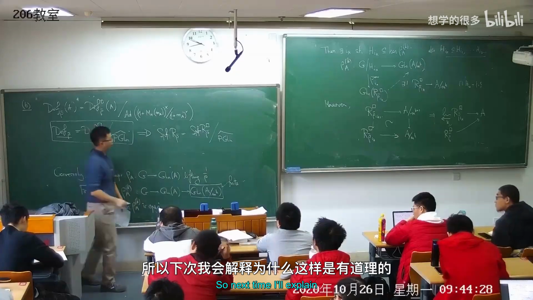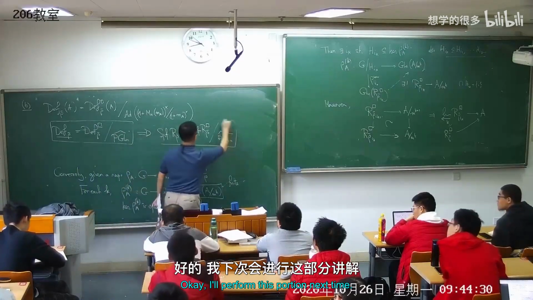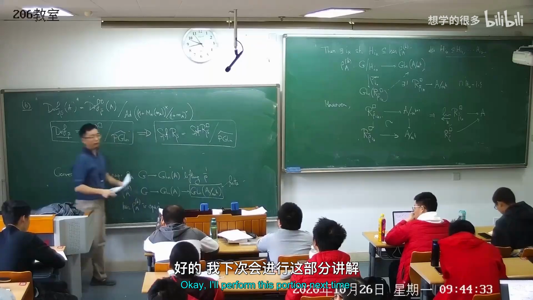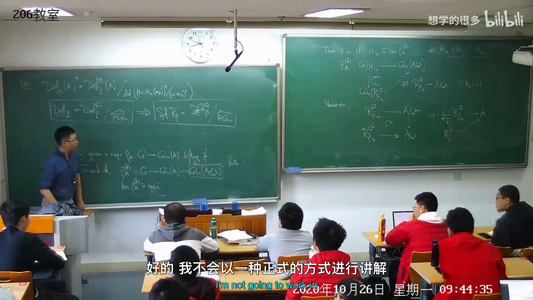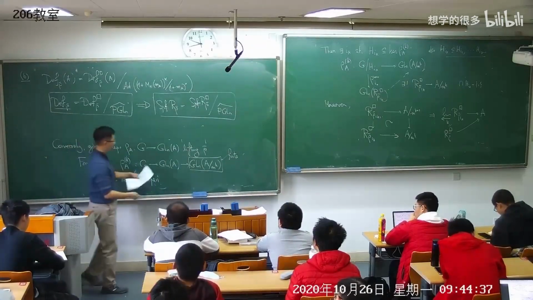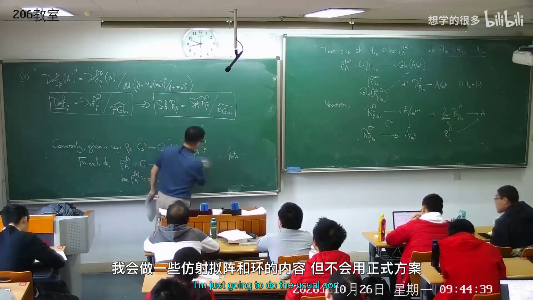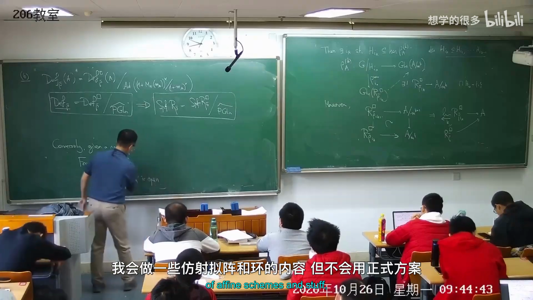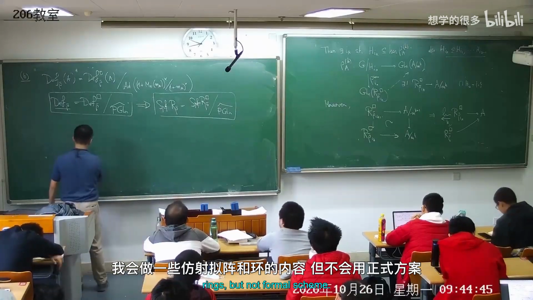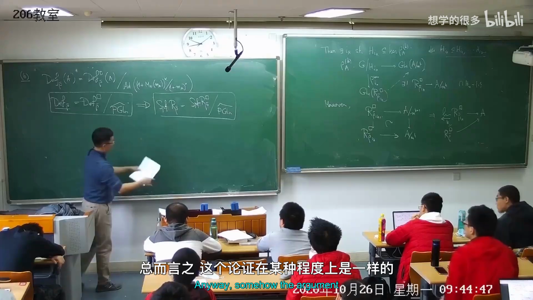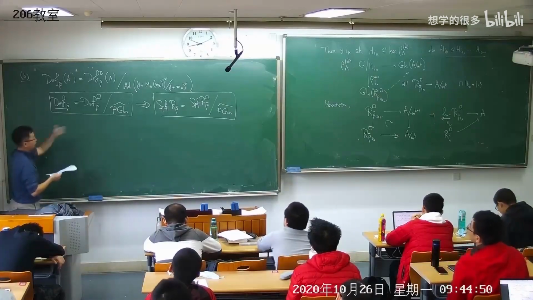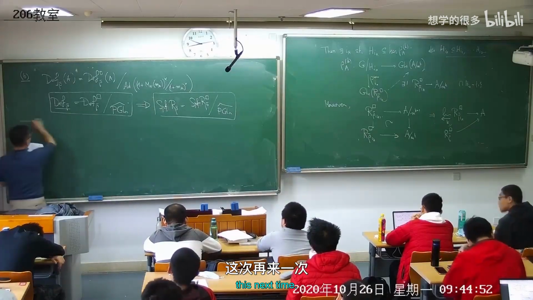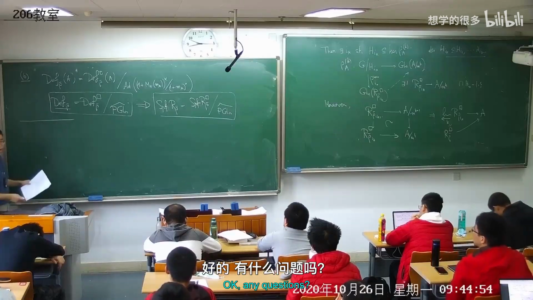So next time I'll explain why this makes sense. Okay, I'll perform this quotient next time. Or rather, I'm not going to work in the formal category. I'm just going to do the usual affine schemes and rings, but not formal schemes. Anyway, somehow the argument goes through the same way. I'll discuss this next time. Okay, any questions?